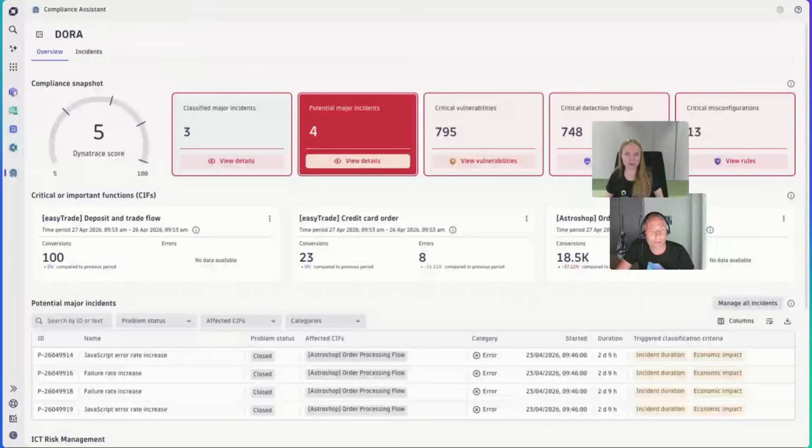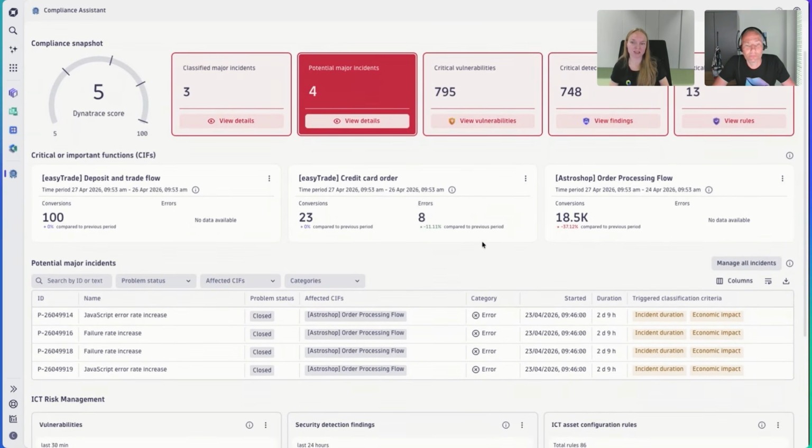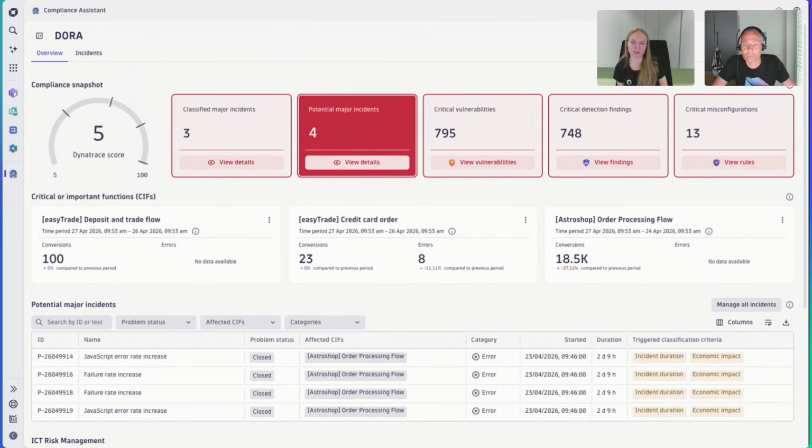All right. So back in Compliance Assistant, we walked through some of the key features. As I mentioned, the snapshot is really the entry point, but then the underlying logic of the incident and the ICT risk management really tries to pull together those key insights to make sure that within different teams you can collaborate, and the cross-functional need for collaboration for compliance is not a hurdle anymore.